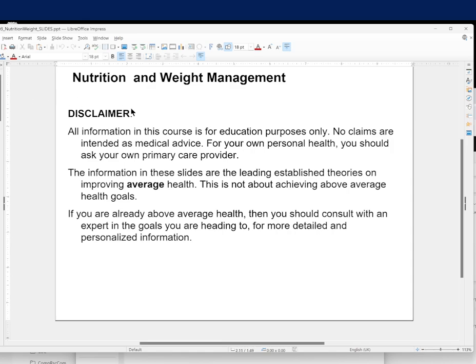Okay, standard disclaimer: all this information is for education purposes only. It's not meant to be any specific medical advice. If you do have an actual question about your medical situation, you really need to ask your primary care provider. Especially when I mention a few fad diets, new diets that are making their rounds on the internet, then especially you need to talk to your doctor first.